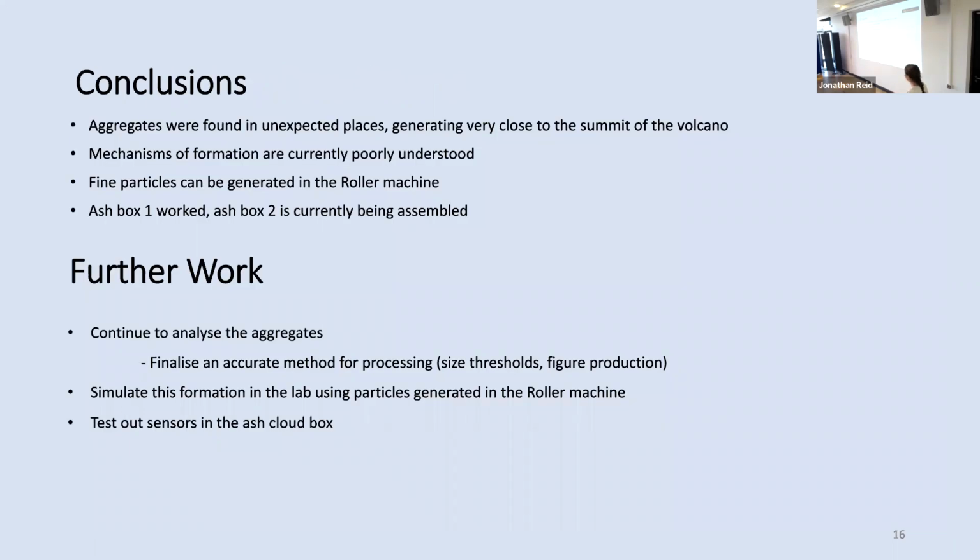So, conclusions. Aggregates were found not where we were expecting them, forming very close to the volcano. Usually they're found a much greater distance away, or in rock deposits or ash deposits further away. The mechanisms of formation aren't greatly understood because they haven't been seen before. We managed to generate fine particles. Ash box 1 is working, and number 2 is currently being made in the lab.